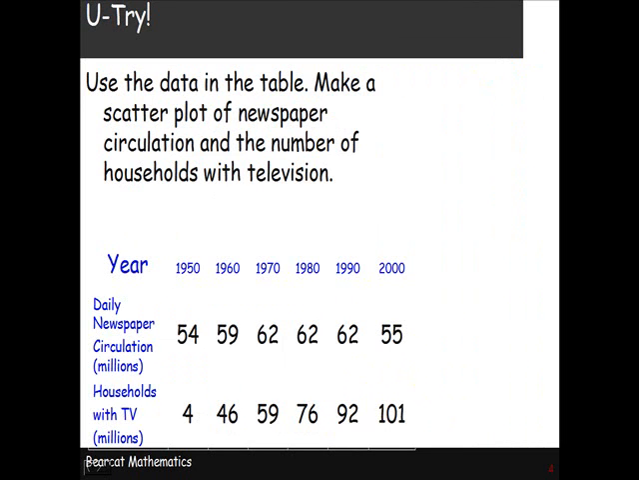In this one you need to use the table to make a scatter plot of newspaper circulation and the number of households with televisions. Go ahead and pause the video now, try to make a sketch of this scatter plot, and then when you're ready to check your answer with mine, press play.